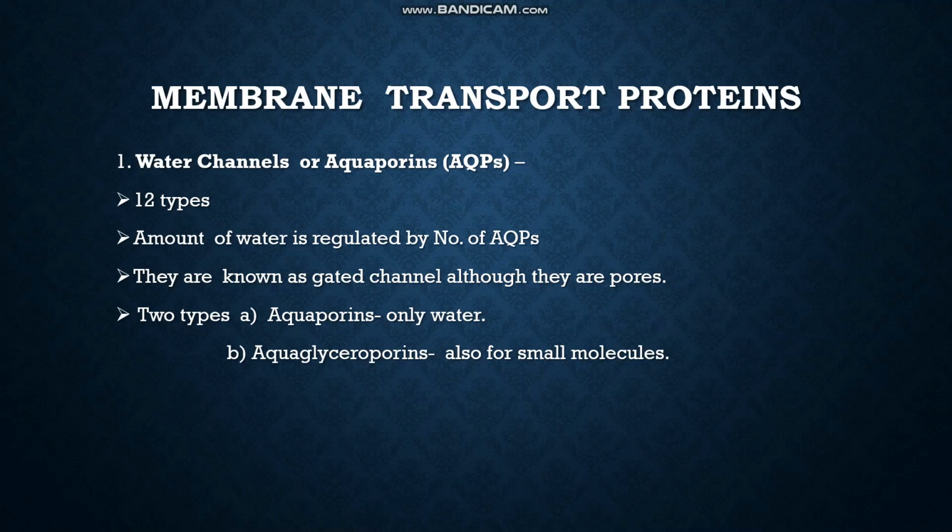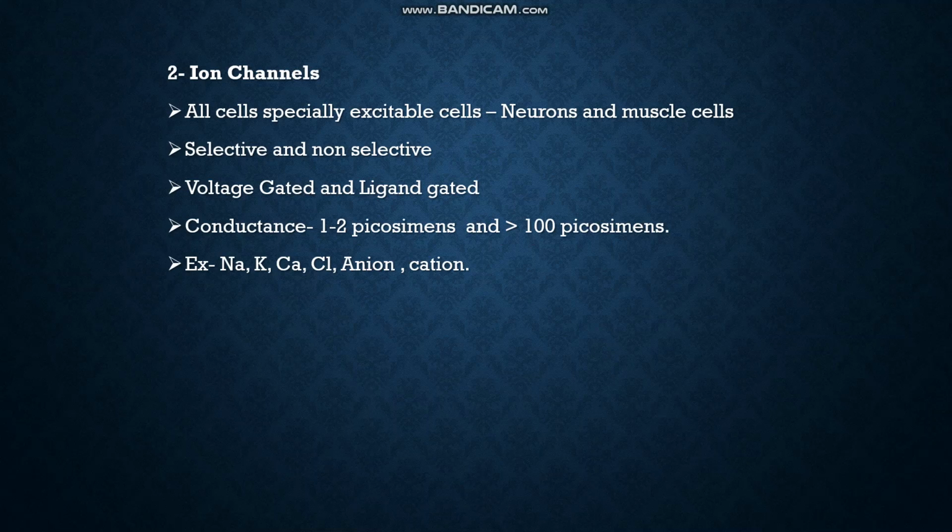Membrane transport proteins. To move certain molecules, there are certain proteins. First, water channels or aquaporins. There are 12 types of aquaporins. The amount of water is regulated by these aquaporins. These are also known as gated channels. There are two types of aquaporins: aquaporins, where only water is moved, and aquaglyceroporins, only for small molecules.